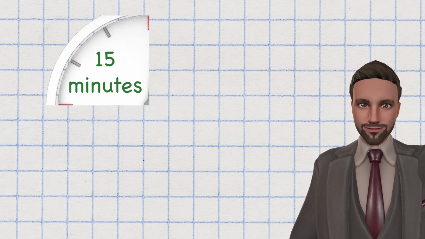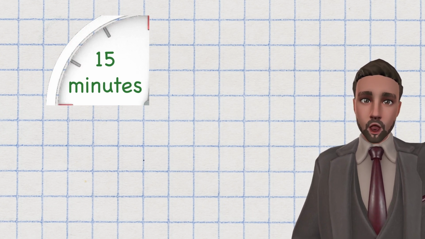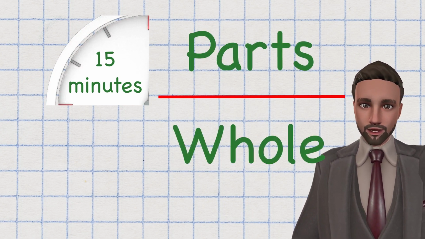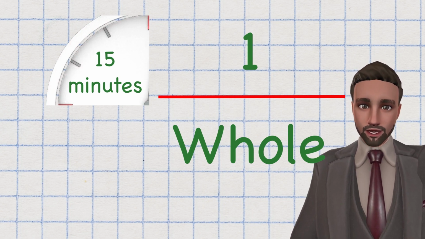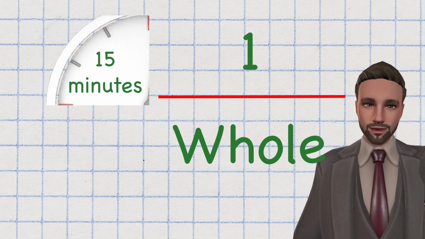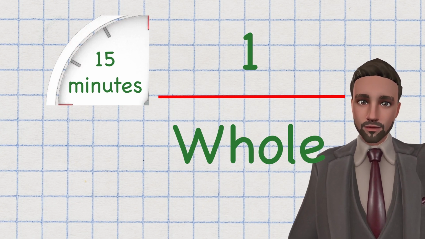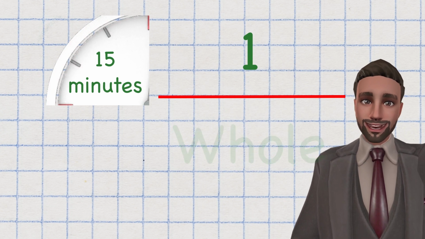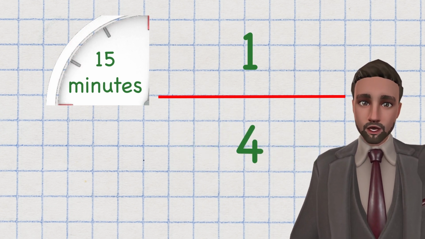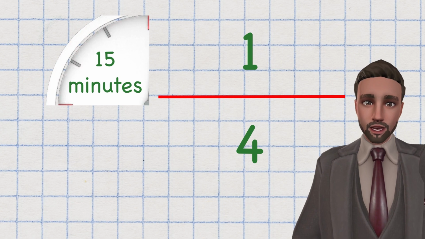Now I have 1/4 of an hour. How can I write that? Well, I've got 1 part that goes on the top, remembering how many parts that you have always goes on the top. And do you remember how many parts my whole was split into? How many parts of the clock that I split this into? Hopefully you remember it's 4. So the 4 goes on the bottom because that's what the whole was split into.